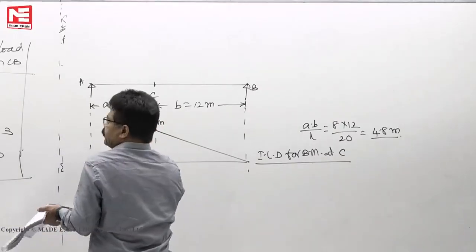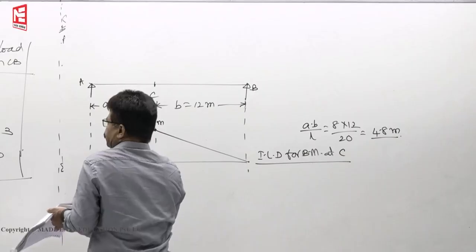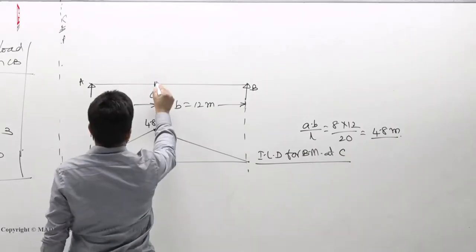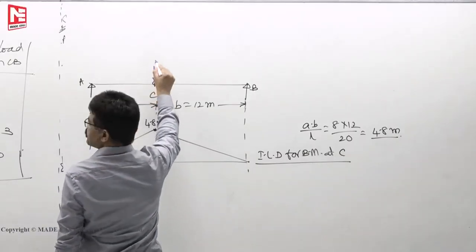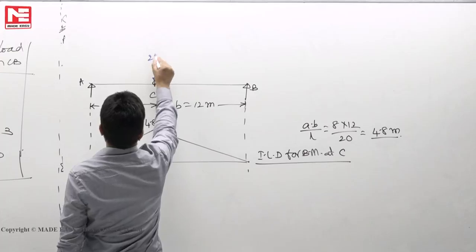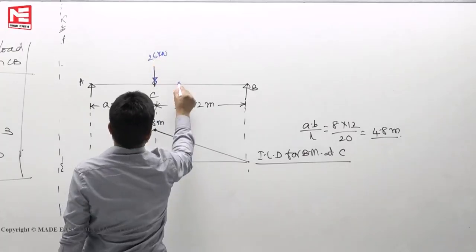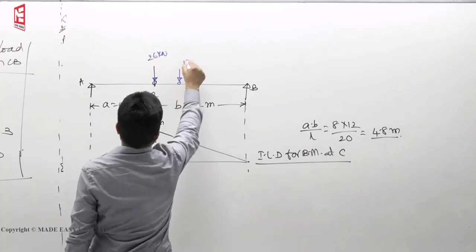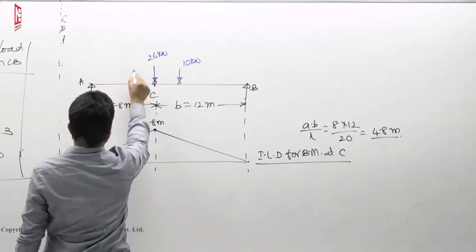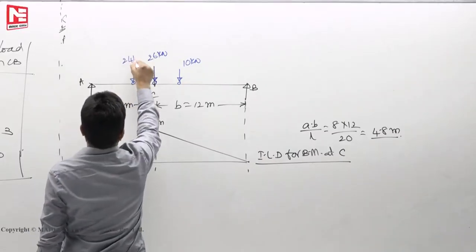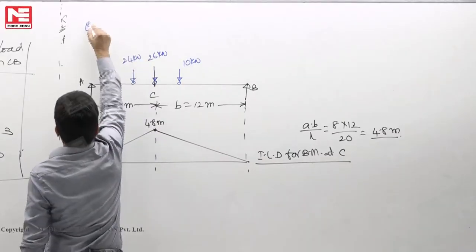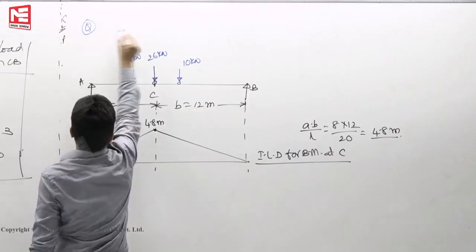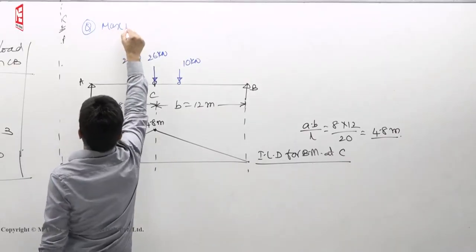Now you see, when the loads are crossing, equal sign happened, exactly equal. So this is the first possibility. This is how much? 26 kilonewton. This is 10. This is 24.